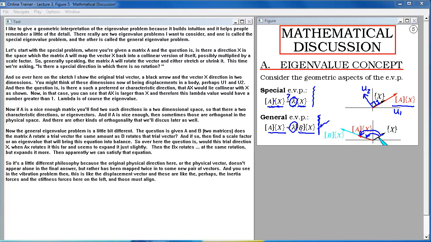So it's a little different philosophy because the original physical direction here, or the physical vector, doesn't appear alone in the final answer, but rather has been mapped twice into some new pair of vectors. And you see in the vibration problem, this is like the displacement vector, and these are like perhaps the inertia forces and the stiffness forces here on the left, and those must align.